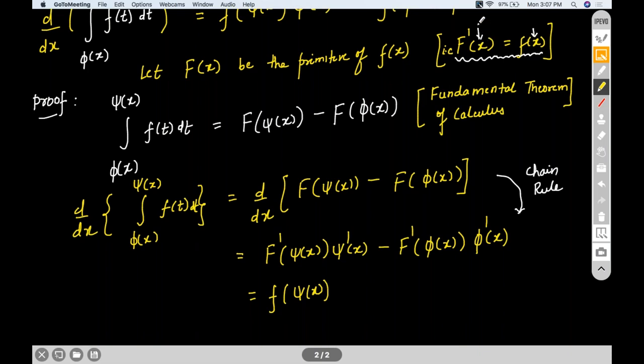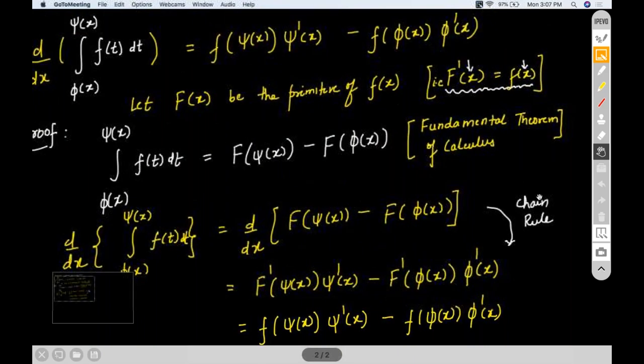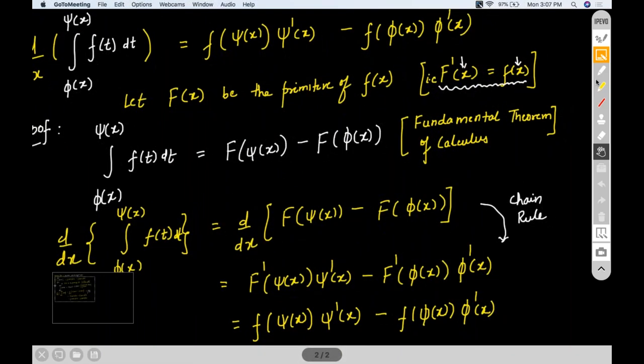Correct? So what I've done is this x, which I'm showing with the arrow sign, see the motion of my pen, I've replaced it with psi x. So my result will also be small f of psi x. And this I'll copy as such, psi x. Again, this will become f of phi x, and this will become phi dash x. Is that fine? And this is what your Leibniz rule actually says. This is what we had actually written over here, as you can see, the result which we had written over here, and hence proved.